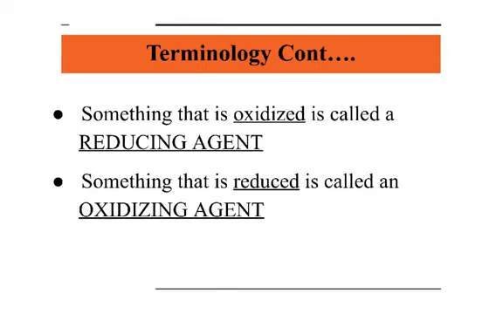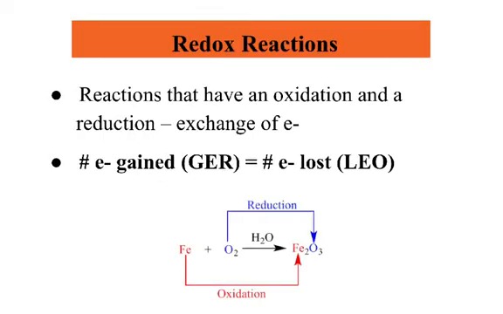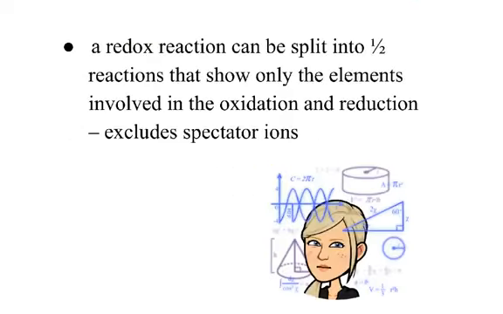A little more terminology. Something that is oxidized is called a reducing agent because it's actually helping the other ingredient get reduced, and something that is reduced is called an oxidizing agent. So redox reactions, redox stands for reduction oxidation. They have the two parts going on simultaneously, so both a loss of electrons and a gain of electrons. And the electrons gained has to equal the electrons lost. So law of conservation of energy, law of conservation of mass, all those things come into play here.